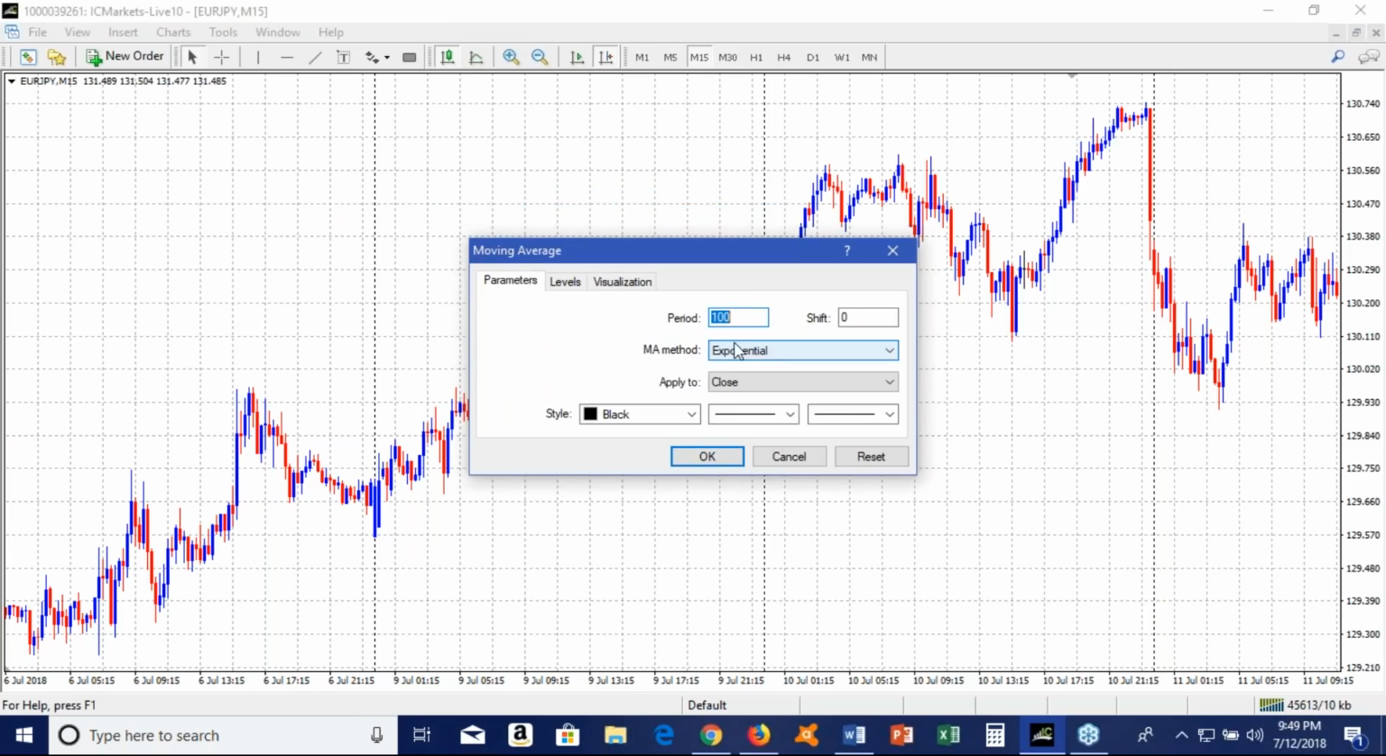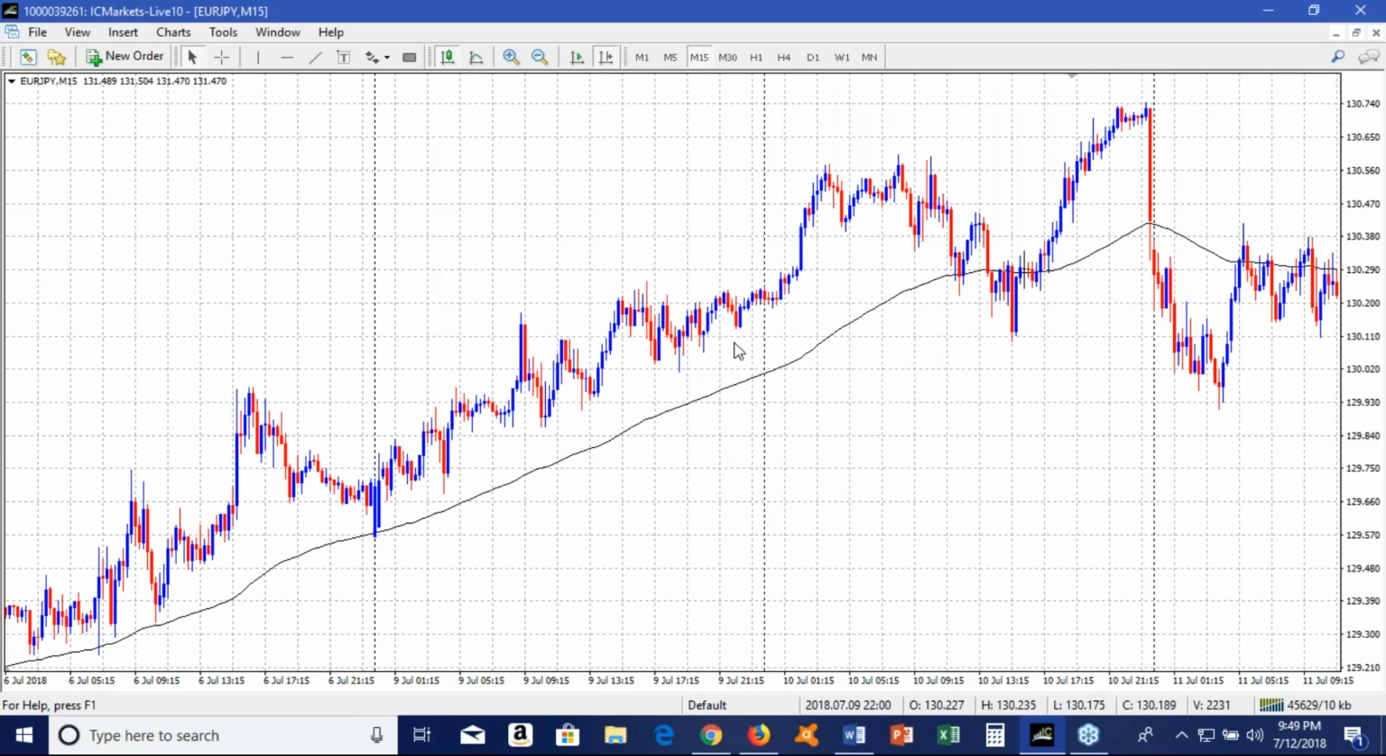I use exponential moving averages because they're weighted a little better, meaning that it reacts faster. Zero shift, you apply to the close, you can choose your color, and as I said, the periods do not matter, right? You can make it a 1 period moving average, you can make it a 687 period moving average. It does not matter. The concept is the same, right? And you click OK.